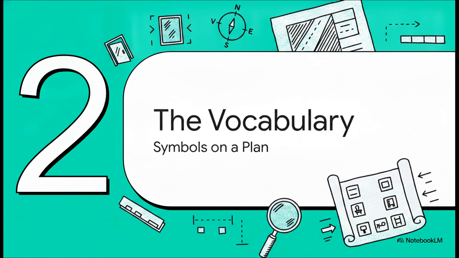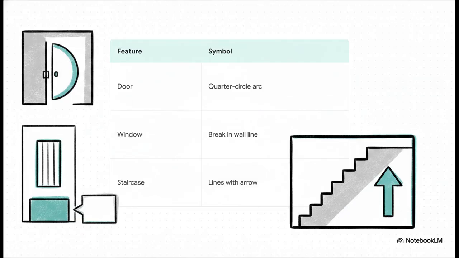Moving right along to part 2, the vocabulary. Now that we've got our angle figured out, we need to read the secret language actually printed on the page. And we do this by going straight to the key or the legend of the plan. What's really fascinating here is how beautifully simple shapes are used to represent physical reality. Take the door symbol, for instance. It's not just a flat line. It actually includes this little quarter circle arc, and that arc is genius because it perfectly maps out the exact path the door sweeps through when you open it, so you instantly know if that door is going to bash right into your brand new bed.